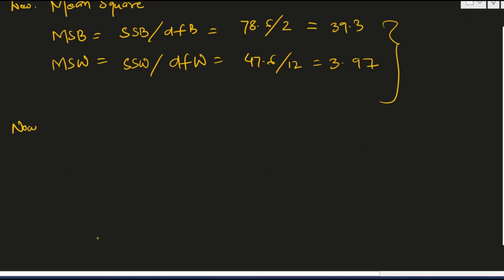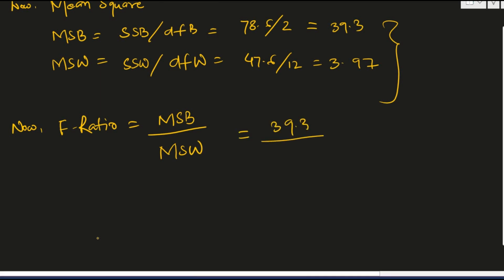Now the F ratio. The F ratio is between the group and within the group. It is nothing but the mean square between the group and the mean square within the group. So the mean square between the group is 39.3, and within the group is 3.97. So it is almost 9.90.